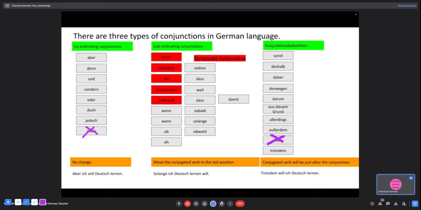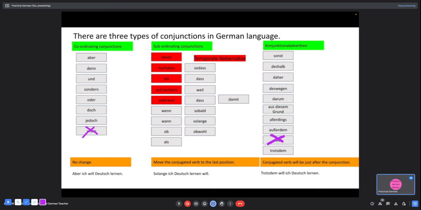Before, nachdem, bis, seit, seitdem, während. The sentences that you build with them are called Nebensätze. So any sentence that you build with a conjunction is called a Nebensatz, a subordinate clause. But when you build one with one of these five, it is called a temporal Nebensatz, because they are describing time. That's why they're called temporal Nebensätze.